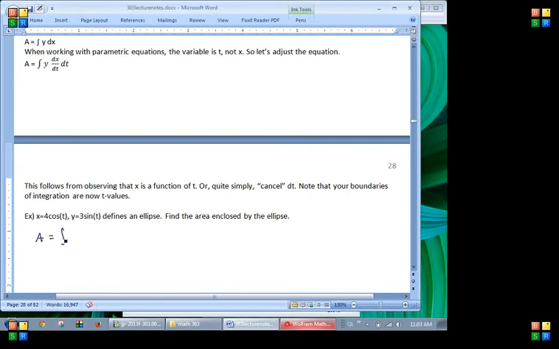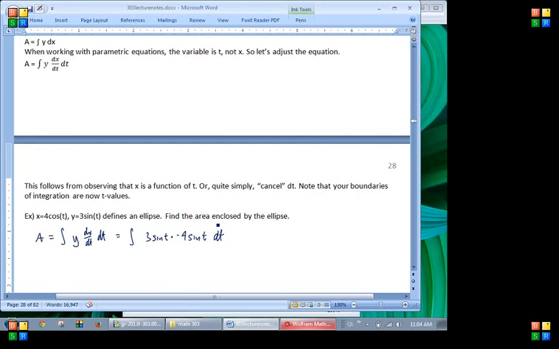Area equals the integral of y dx/dt dt. Now let's apply it to our particular situation. It's the integral, so y is 3 sin t times dx/dt, which is negative 4 sin t dt. And now, of course, we need the boundaries of integration. What do you think the boundaries of integration should be? From 0 to 2 pi, because 0 to 2 pi will pass us around the ellipse exactly one time.